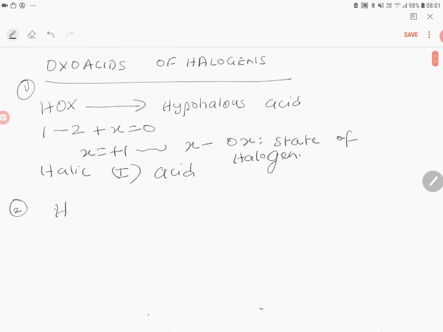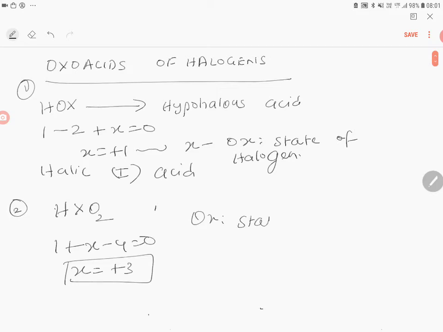Second acid, HXO2. So the oxidation state of halogen is plus 3. Therefore these acids are called halic(III) acids.